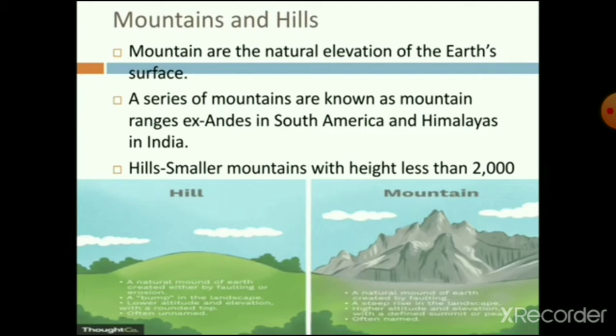They rise sharply above the surroundings. There could be an isolated mountain or a series of them. A series of mountains is also known as a mountain range. The Andes in South America and the Himalayas in India are famous mountain ranges, which are not only extended but also very high. Although not specifically defined, smaller mountains with height less than 2000 feet above mean sea level are called hills.